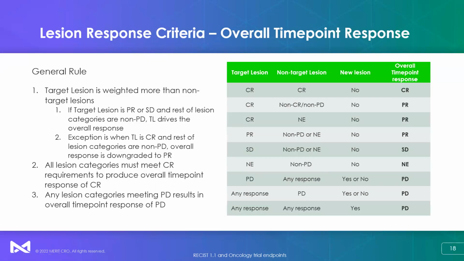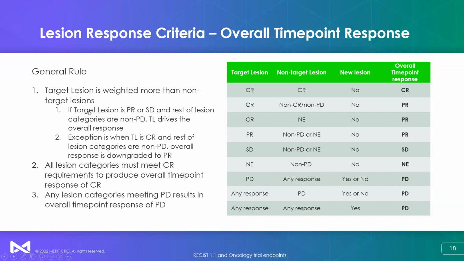Knowing the target lesion response, non-target lesion response, and the status of the new lesion, we should be able to derive the overall time point response, which is a single value given to that time point, and that value represents how the patient is doing at that time point. Here is the general rule from RECIST 1.1: target lesion is weighted more than non-target lesions.